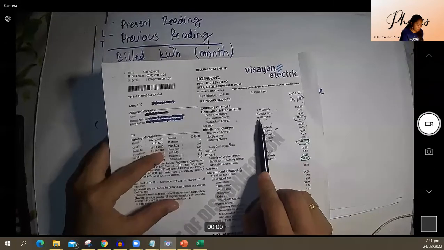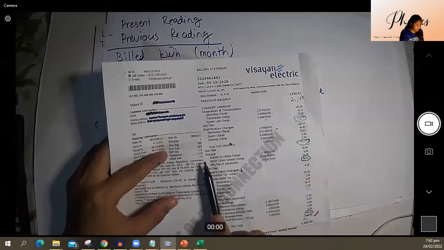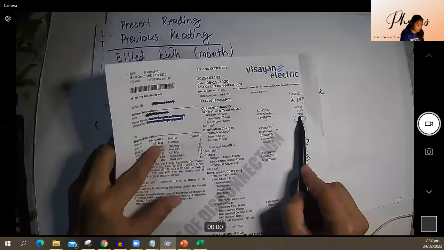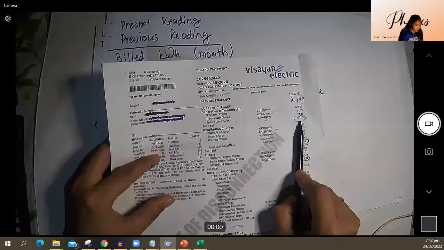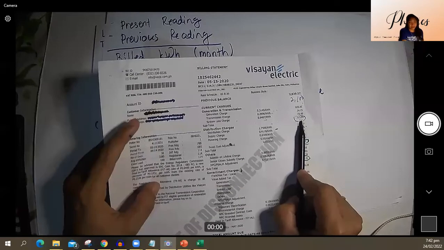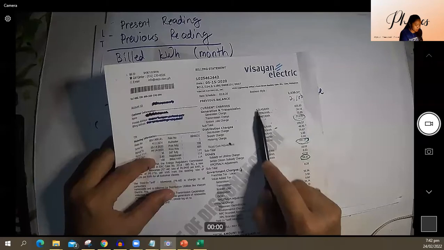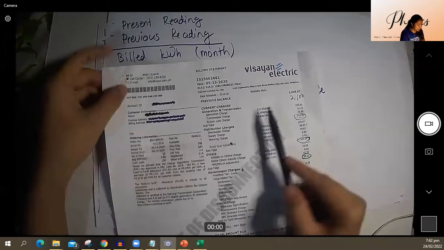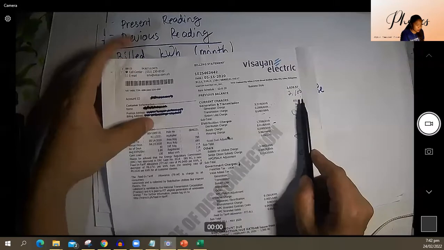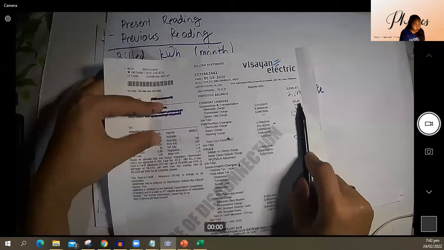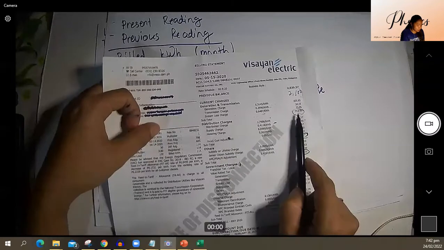Next is the system loss charge. We have 0.6487 per kilowatt hour. So we multiply this with 114. We will get 73.95. And so the total is 713.95. Considering all the prices here per kilowatt hour, we multiply it with 114 each, we will get the corresponding product, and once we get the sum, we will have here the subtotal.